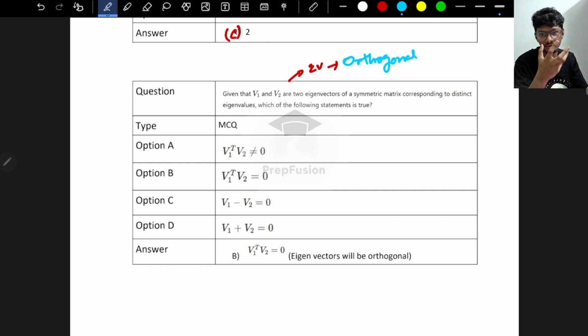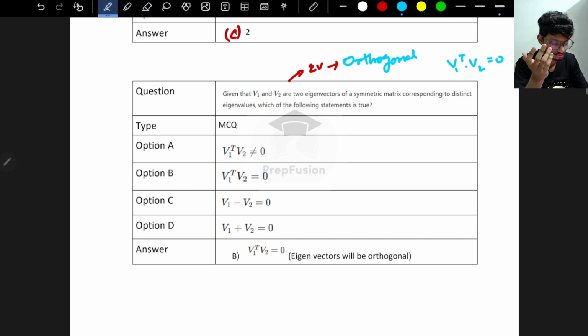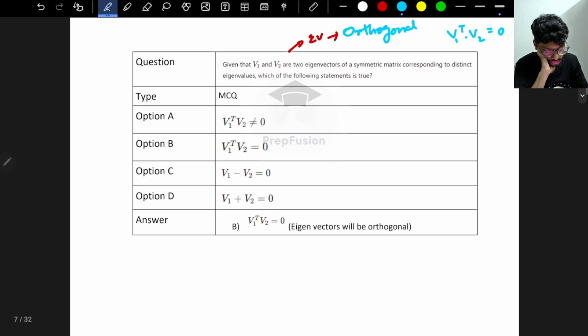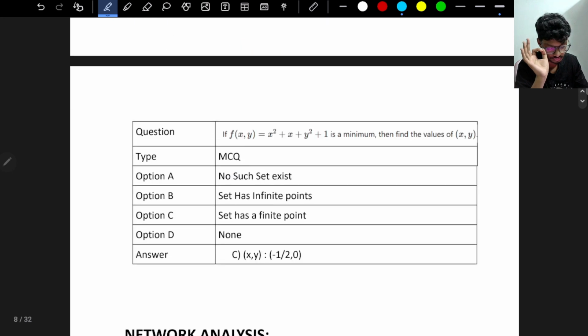If two vectors are orthogonal, then if I take the inner or outer dot product of the two, I will get simply 0. So option B will be correct because the inner product will be 0. That's why option B is the correct answer for this question.